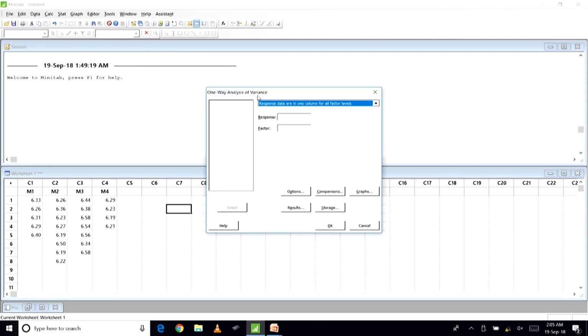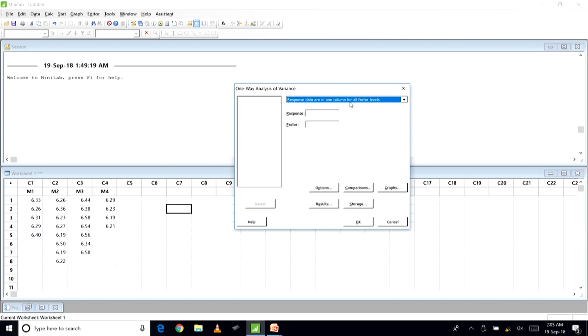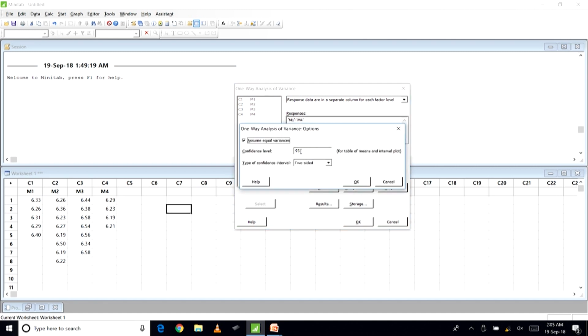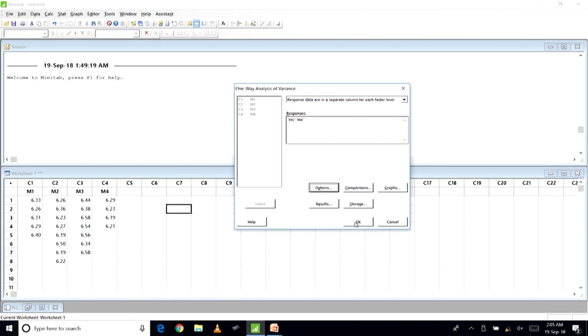Now, here there are 2 ways of doing data entry. The first is response data in one column for all factor levels, or you can go for response data in a separate column for each factor level, right. So, these are 4 columns. We will select all these 4 columns and choose them as responses over here, right. Then we will go to Options. The confidence level is 95%. However, this would be a lower tail test, right. Then we will click OK, again click OK.